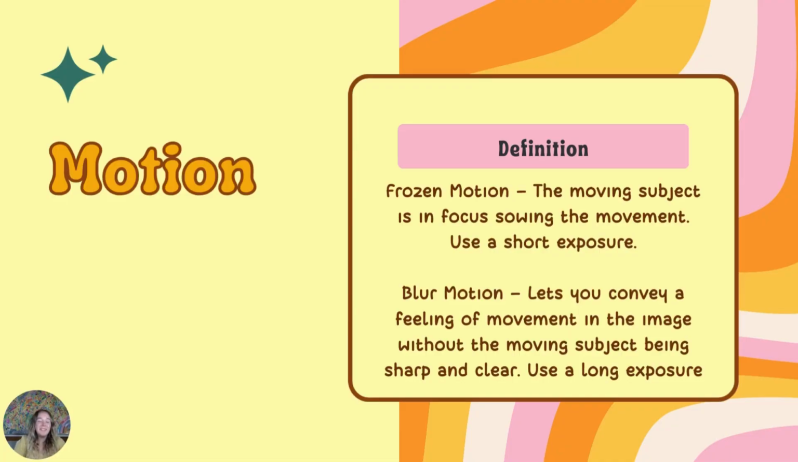Okay, everyone, we are working on taking pictures with motion today. So we're going to be showing frozen motion and blurred motion. Frozen motion is when the moving object, or the moving subject, is in focus, showing the movement. Using a short exposure and a blur motion lets you convey a feeling of movement in the image without the moving subject being sharp and clear. So you would want to use a long exposure.